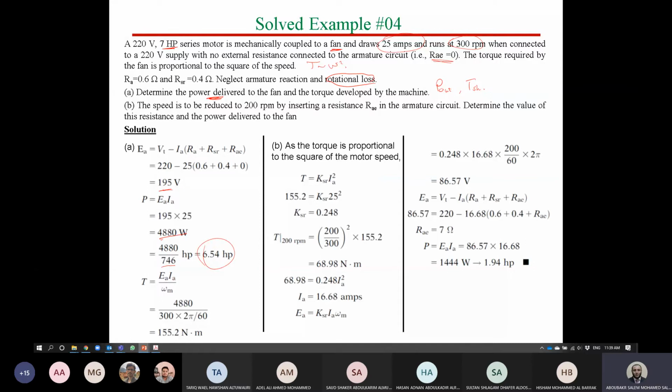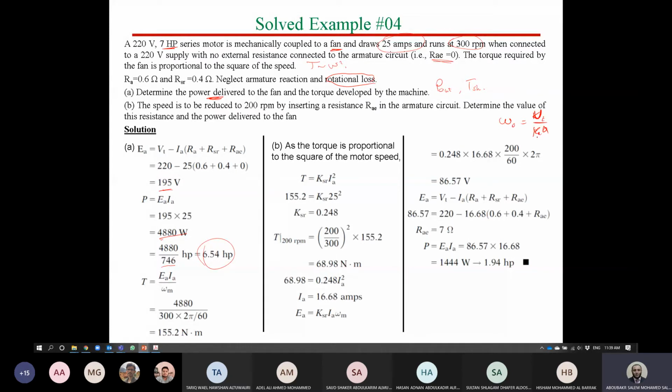First, guys, let's remember together the characteristic of adding resistance for a DC motor. Is the no load speed going to be variable or constant? Constant. Constant, because you know omega naught equals approximately V terminal over Ka phi.